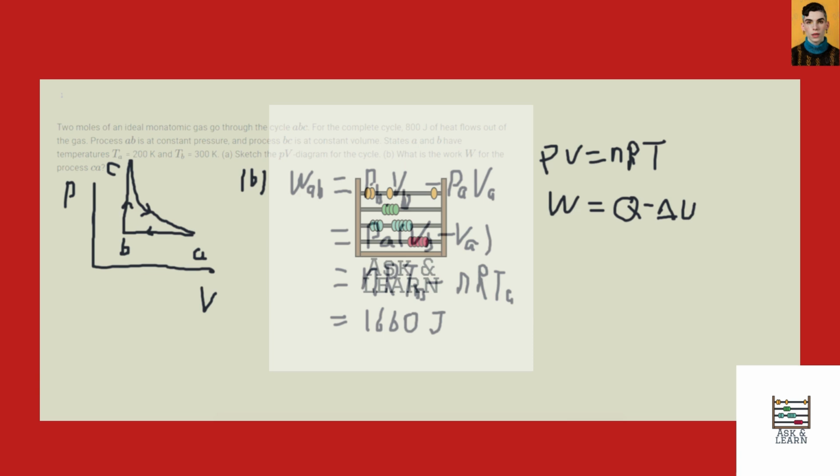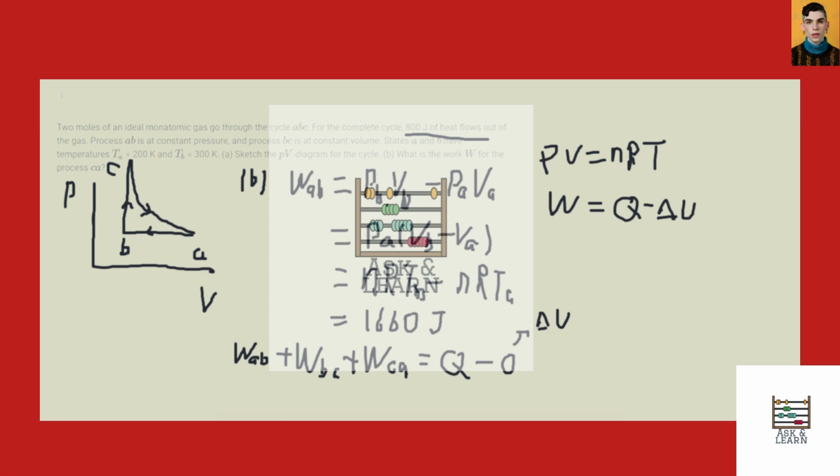So we basically have WAB plus WBC plus WCA equal to the total heat in the cycle Q, minus delta U. But because we are considering a complete cycle, delta U will just equal 0. So it's just 0. I just label that this is delta U.